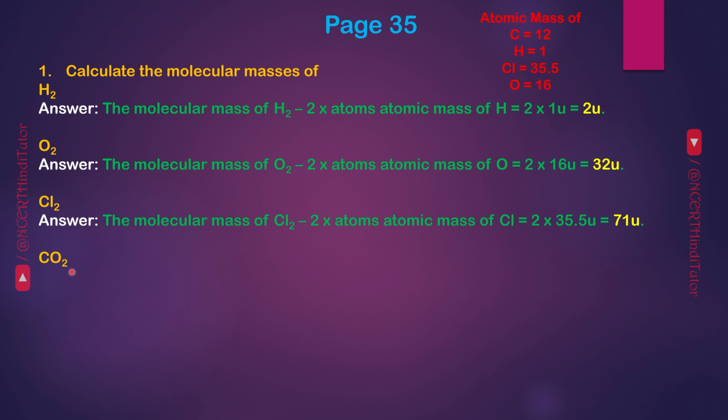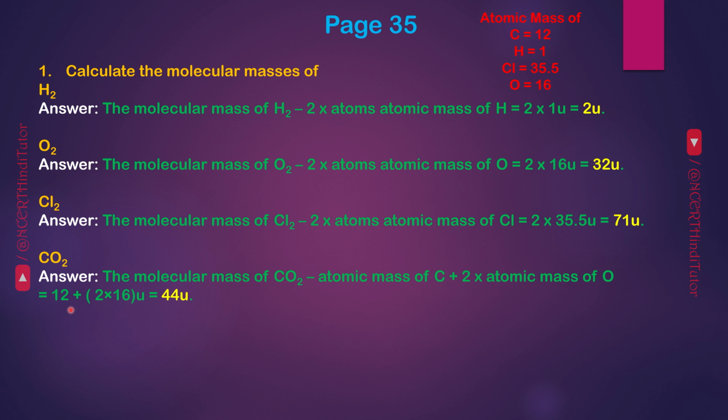Next, CO2. The molecular mass of CO2 is equal to atomic mass of carbon plus 2 into atomic mass of oxygen because there is only one atom of carbon and 2 atoms of oxygen, and we know atomic mass of carbon is 12 and for oxygen is 16. So 12 plus 2 into 16 is equal to 44 unit.